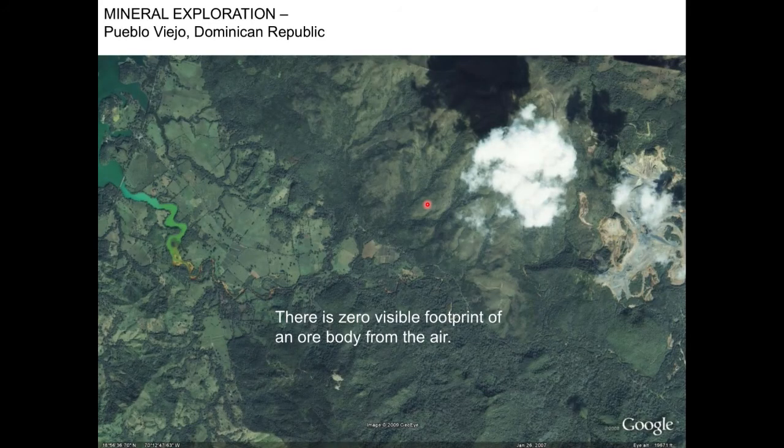And this is what the Dominican Republic looks like from the air. It's a heavily forested country. And so from the air, you can see on the left-hand side, we've got a river. And you can actually see on the right-hand side of the photograph, this is an operating ore deposit. And I want to give you a sense of how this ore deposit was discovered.